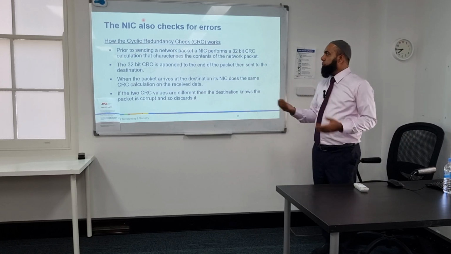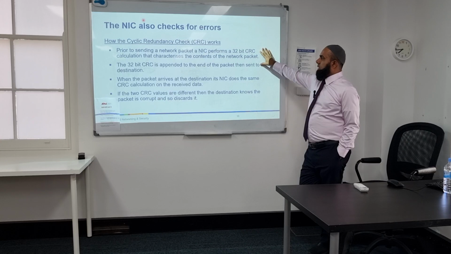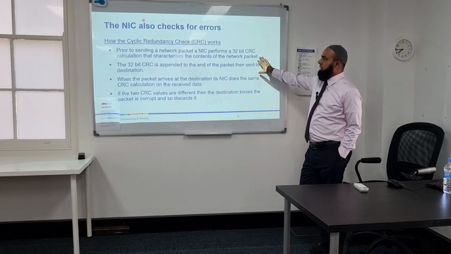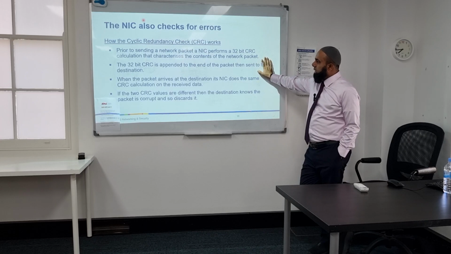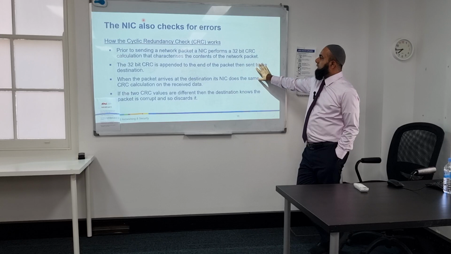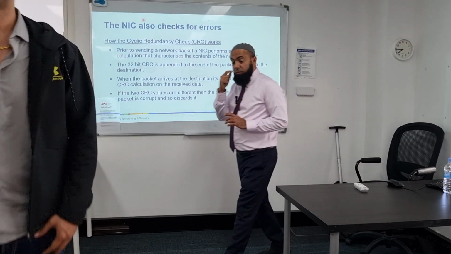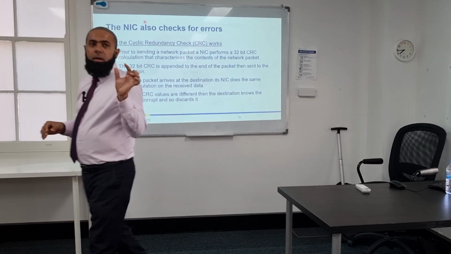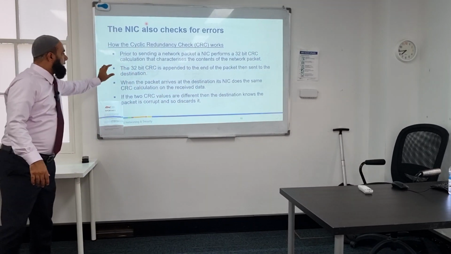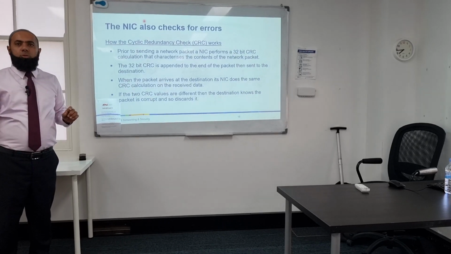From there, prior to sending a packet, a NIC performs a 32-bit CRC calculation that characterizes the content of the network packet. The 32-bit CRC is appended to the end of the packet, then sent to the destination. So whatever your packet size is, it always has a 32-bit CRC attached to the packet.